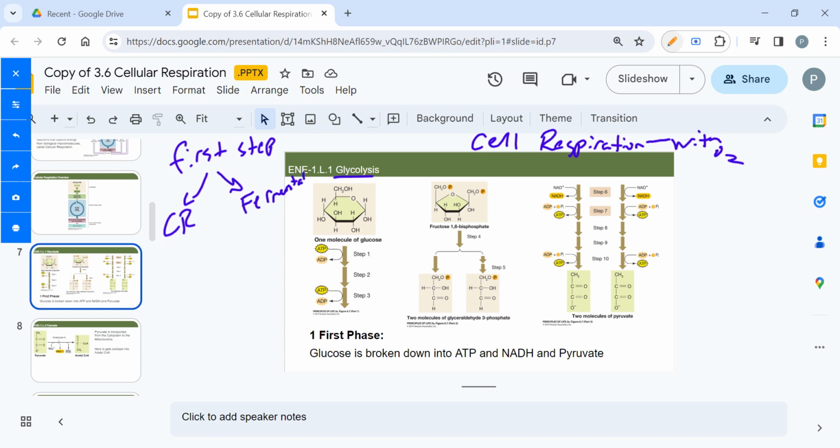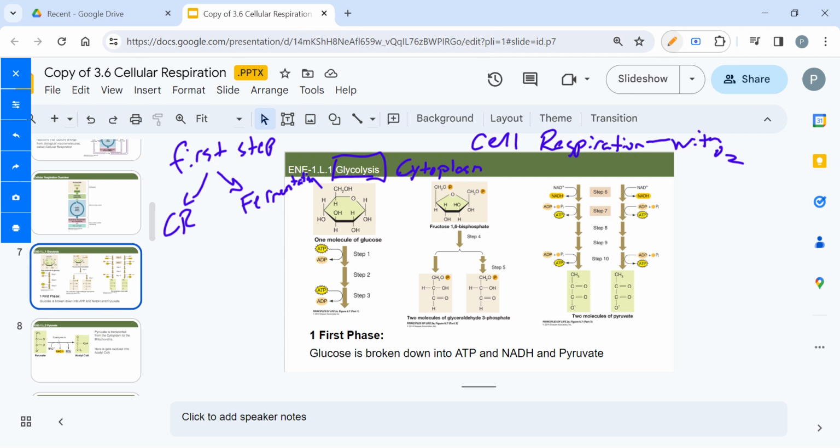Because you've got to think about this, right? Not every single cell, right? Bacteria, for example, don't have mitochondria. So since glycolysis happens within the cytoplasm, everybody is going to go ahead and do this first step, no matter what. So that's that.